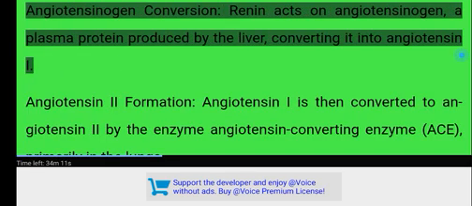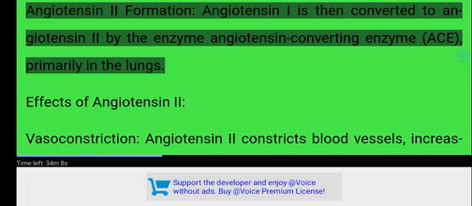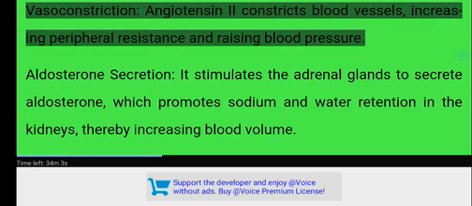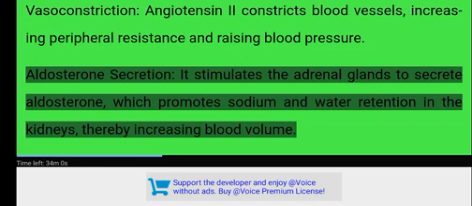enzyme renin. Angiotensinogen conversion. Renin acts on angiotensinogen, a plasma protein produced by the liver, converting it into angiotensin I. Angiotensin II formation. Angiotensin I is then converted to angiotensin II by the enzyme angiotensin converting enzyme, based primarily in the lungs. Effects of angiotensin II. Vasoconstriction. Angiotensin II constricts blood vessels, increasing peripheral resistance and raising blood pressure.